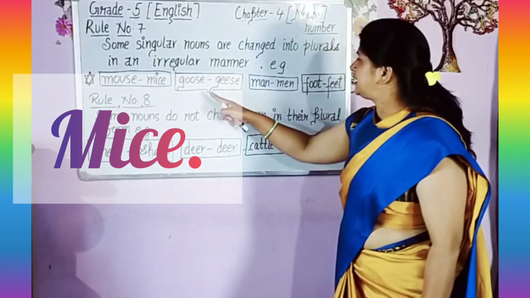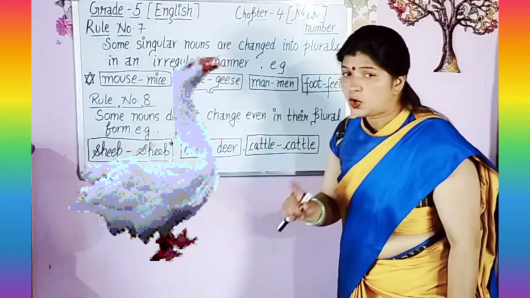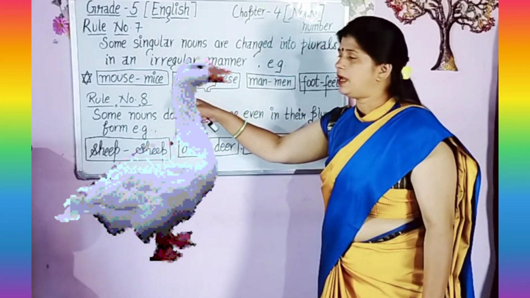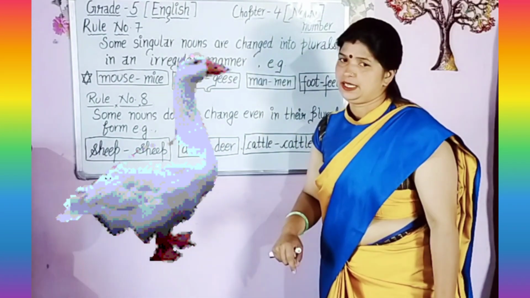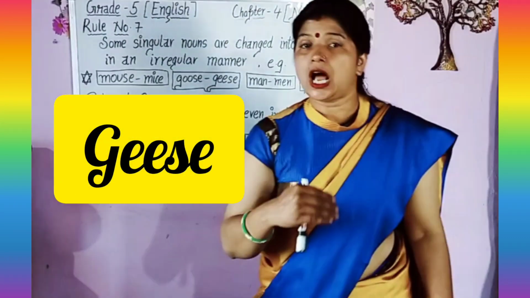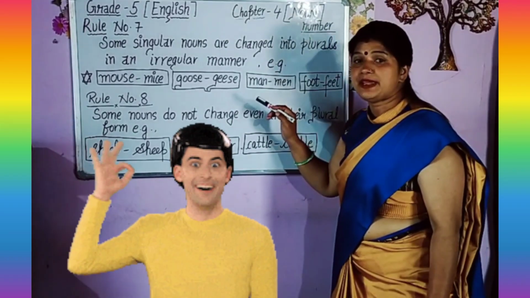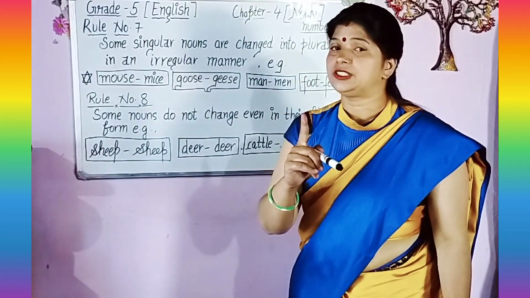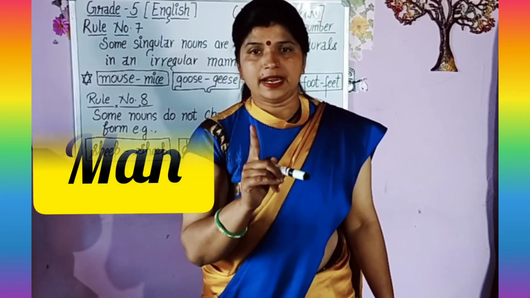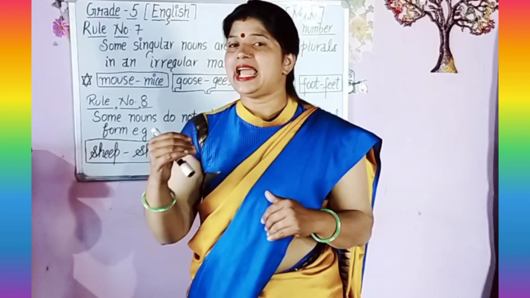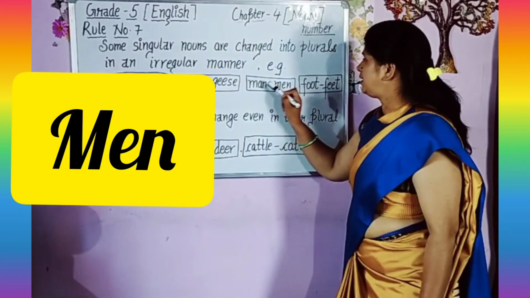Okay. So the second one is goose. Goose. So if double O is there, in place of double O we will put double E. So goose becomes geese. Okay. Now the third is man. MAN, man. If one man is there, then we will write man. If you see that there are many men in the company, then we write it as men. MEN. We will change A to E.